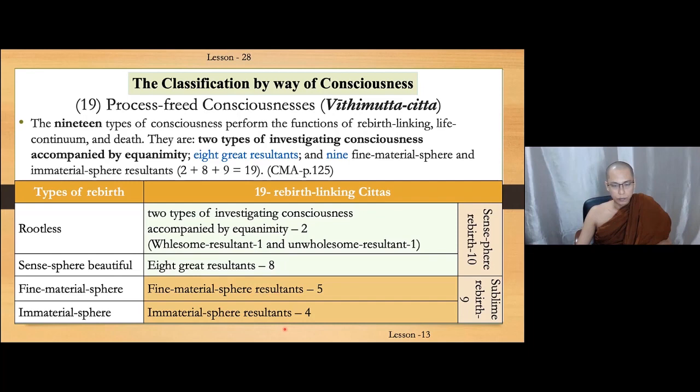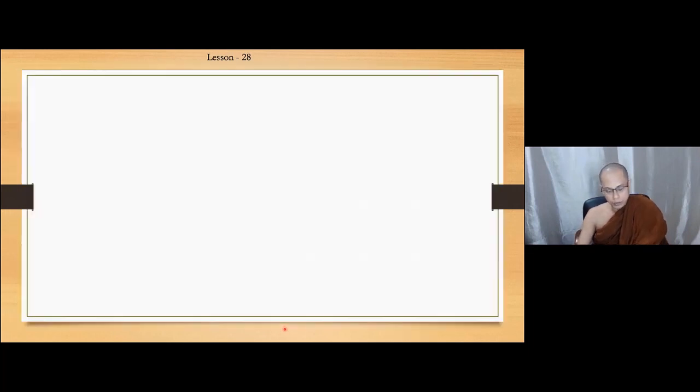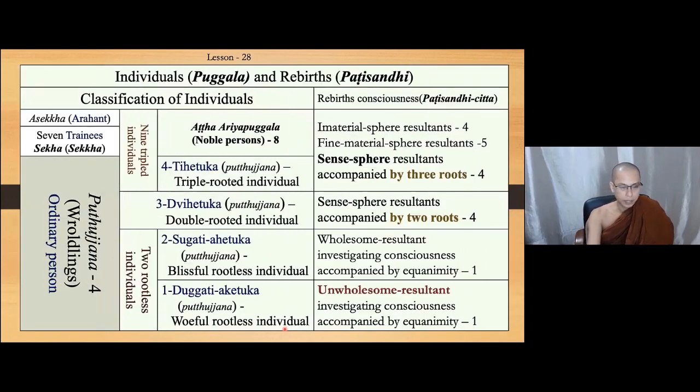Okay, let's continue for more classification about the Bhavanga. Just a review here, we already studied in lesson 28. Another way of classification is according to the individual, which is more specific. According to the individual, if the person is Duggati Ahetuka, we can identify his Patisandhi and also his Bhavanga consciousness as the unwholesome resultant investigating consciousness accompanied by equanimity. So the 2 investigating consciousness accompanied by equanimity are divided into 2, but they are all Ahetuka: Sugati Ahetuka and Duggati Ahetuka.